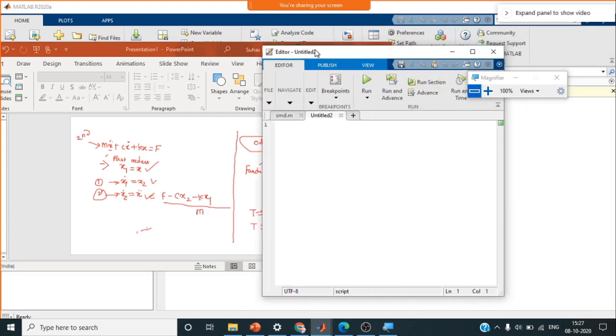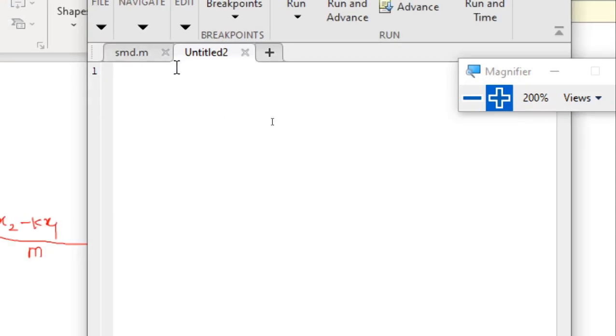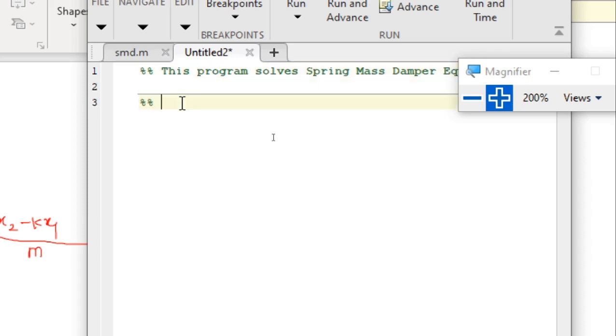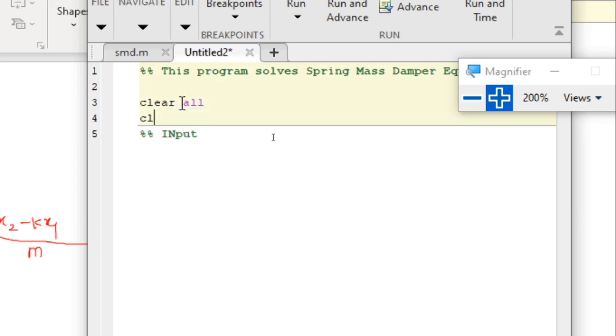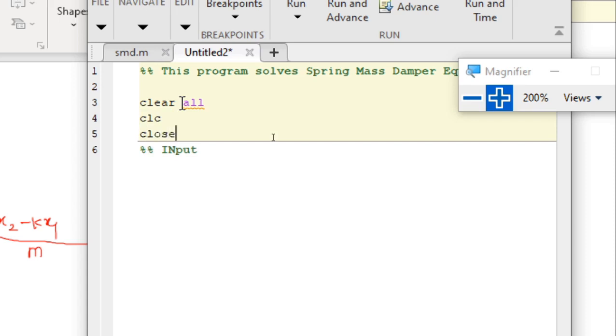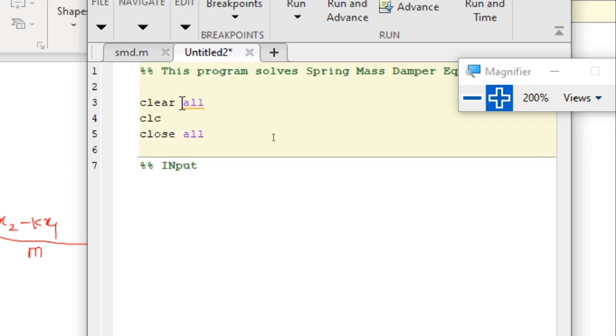So then I will go for a new script file. Here I'm going to call that ODE function and then solve it. This program solves the spring mass damper. Whenever I write a program, I have to have three steps in it. One is input, and before input I need to clear the workspace, clear the screen, and also close all. Close all means if some figure is open, that also will get closed.